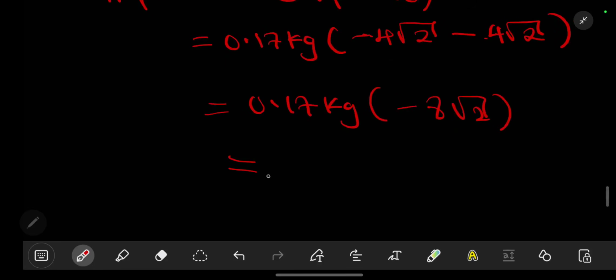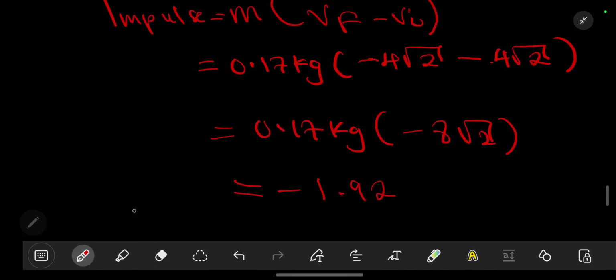So when you multiply this, you get 0.17 times 8 root of 2. This is going to give us a value of negative 1.92. So this is the impulse. So this impulse is equal to negative 1.923 Newton second.